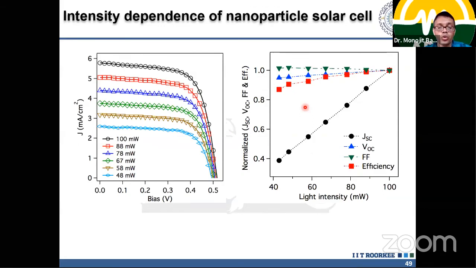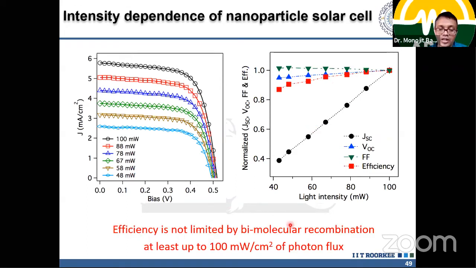Right, and so we wanted to look at why this device efficiency is still not up to the mark. First we wanted to check whether there is some bulk effect or some interfacial effect. So what we did is some sort of intensity dependent measurement, starting with very low intensity to high intensity, and look at the current. If the current is proportional to intensity, then it follows a linear behavior. That means there is not much bimolecular recombination loss, so there is not much loss in the bulk. Efficiency is not limited by bimolecular recombination, at least up to the one sun photon flux.